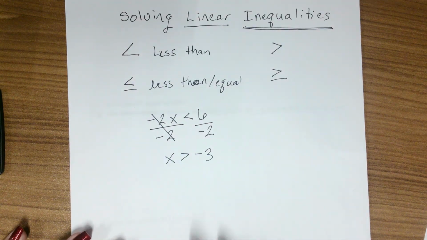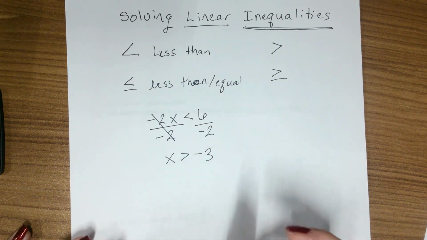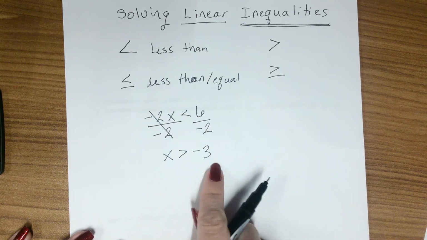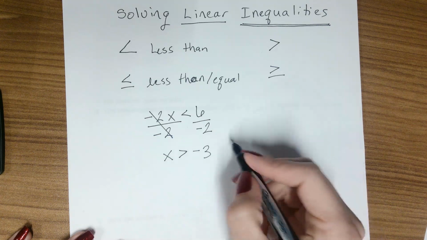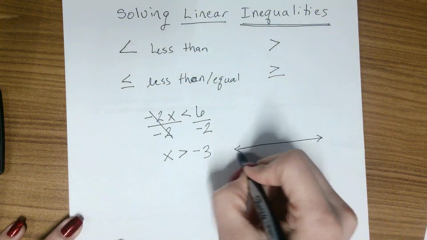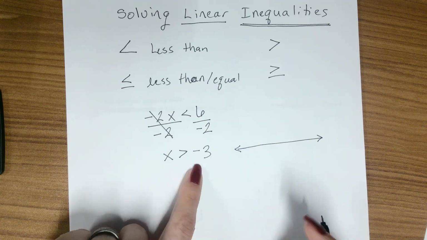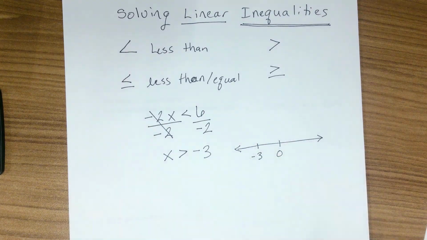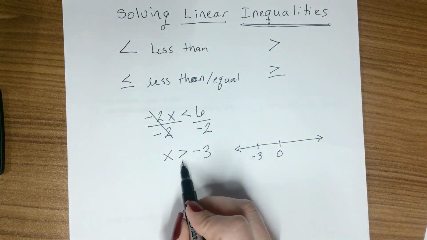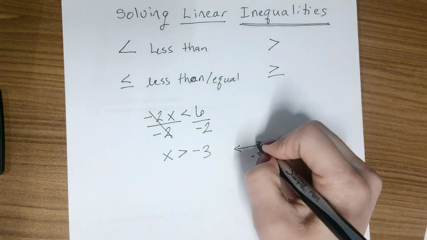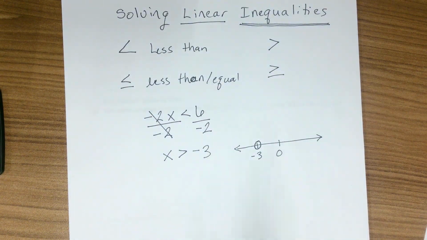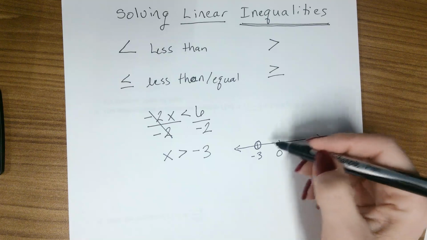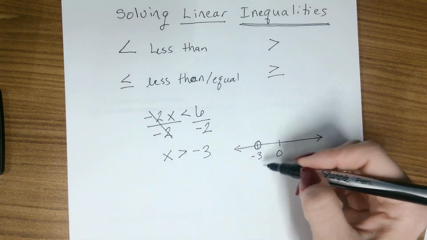Typically, we're going to want to display our solution either on a number line or in interval notation. So this is what we call algebraic notation. And on a number line, we can see that we have x greater than negative 3. So here's 0, and negative 3 would be to the left of that. Since it's strictly greater than and we know it can't be equal to negative 3, on a number line we would put an open circle to show we're starting at negative 3, but negative 3 is not actually part of my solution.